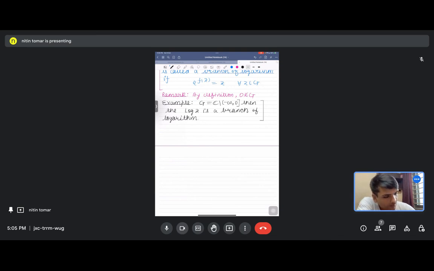Now the next question should be the last question. This is a big topic. It's almost impossible to cover it in 1 hour. Is log z holomorphic on C minus 0? On this domain. Correct? This should be the natural question, right?